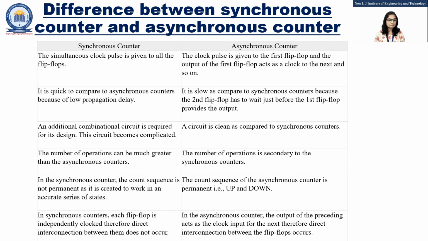Now, in synchronous counter, the number of operations can be much greater than asynchronous counters. In the synchronous counter, the count sequence is not fixed, as it can be created to work in an accurate series of states. But in asynchronous counter, generally the count sequence is fixed, means either we are using up counter or down counter.